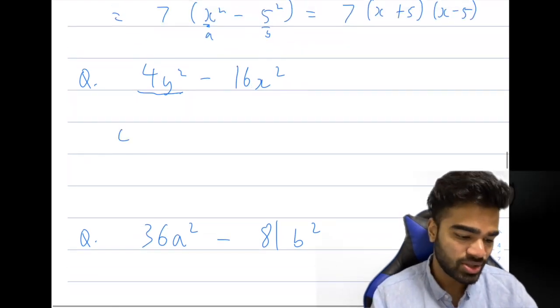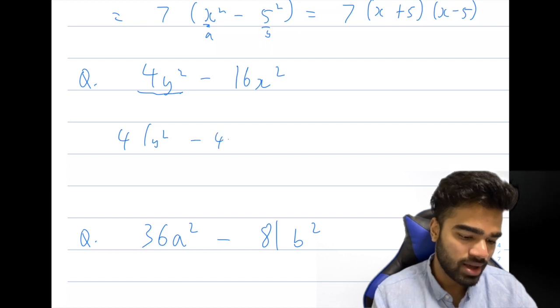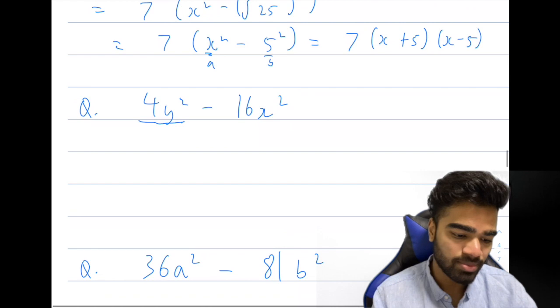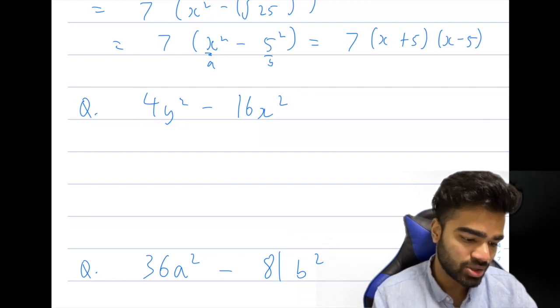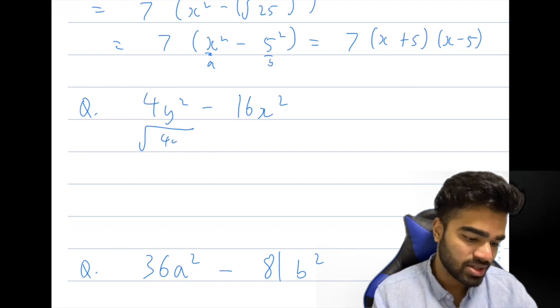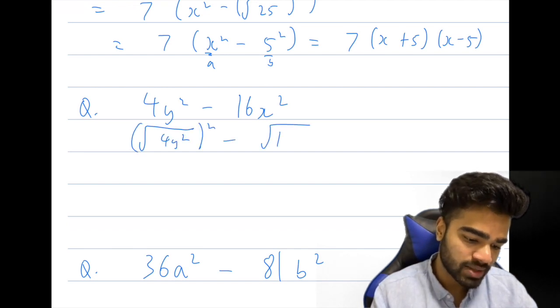So yes, you can take the 4 out and say y squared minus 4x squared. Yes, you can do that. But when both of them are square numbers, you can also do another thing, and I'm going to show you now. What I'm going to do is square root both of them and square it. So I'm going to say square root 4y squared, whole thing squared, minus square root 16x squared, whole thing squared.